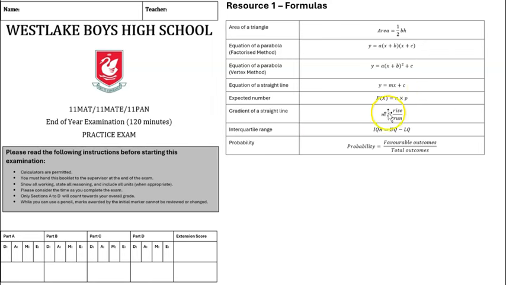The first thing you're going to see once you turn the pages is this resource sheet. This is the exact formula sheet you're going to get, and everything that is relevant and formula based will come up in your exam. You can see the area of the triangle, some handy parabola formulas, the straight line formula, the expected number formula for probability, your gradient rise over run, interquartile range, and then finally how to find a probability. All of those could be relevant in your exam.